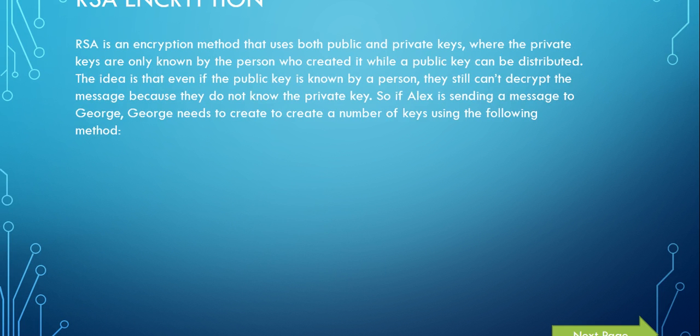So RSA is an encryption method that uses both public and private keys. The private key is only known by the person who actually created the key. So no one else knows it, whereas the public key can be distributed anywhere. Anyone can know the public key, it doesn't matter if they do. The private key, the only person who knows what it is is the person who actually created it.